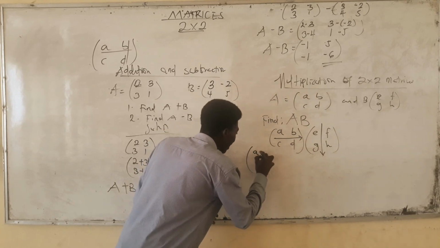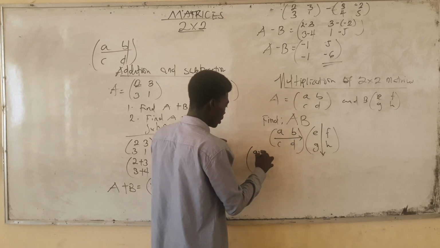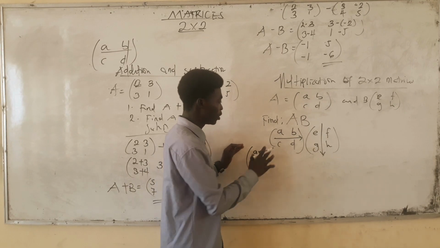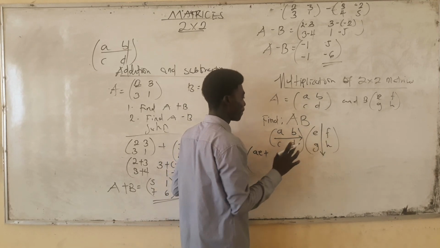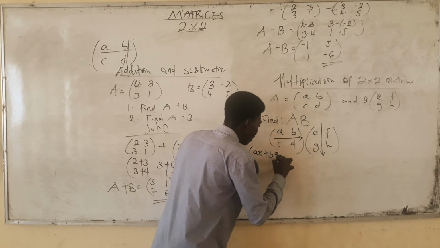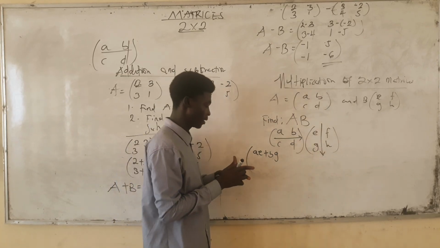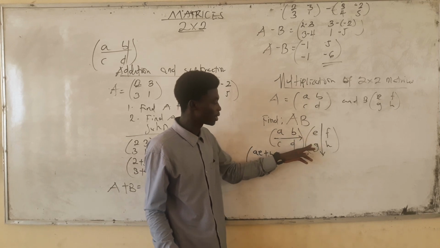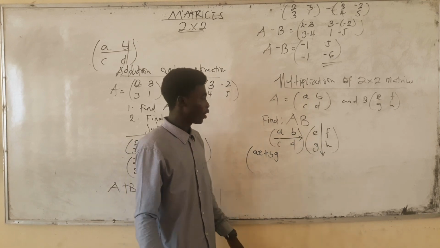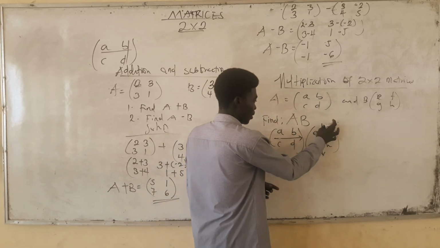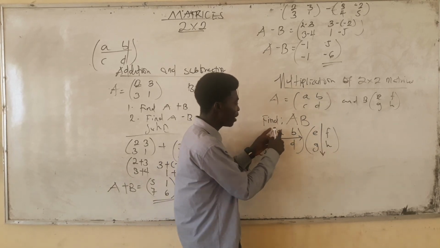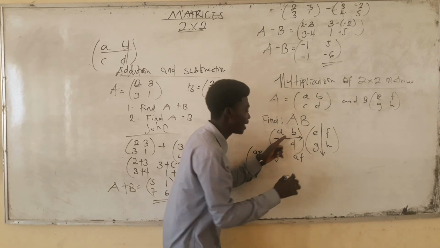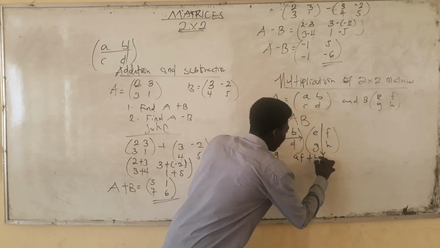So this is how you are going to write it. We have a multiplying e, plus, please take note of this, b multiplying g. So that is the first one. That is only for this. And the second one, where this group, a is going to multiply f, and then b will multiply h.